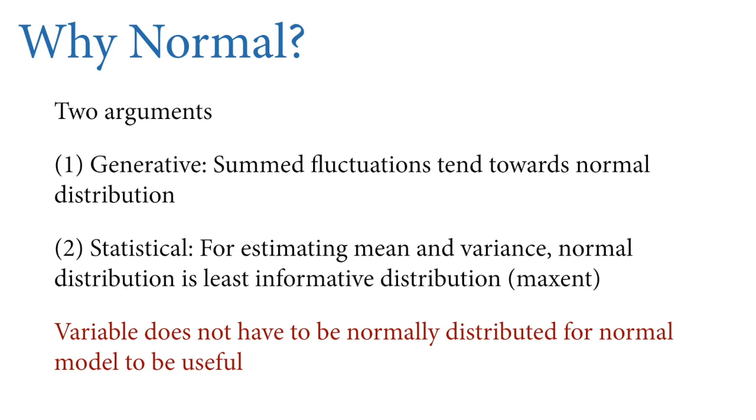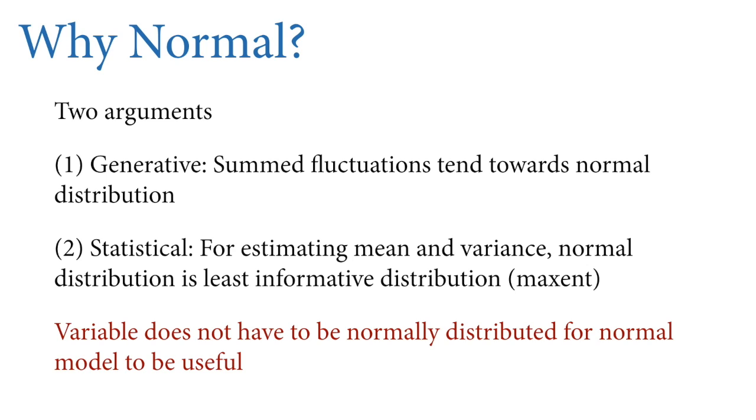The second is statistical, and it's equally important when we think in the statistical framework of doing estimation. If you want to estimate the mean and variance of a variable, that is quite often the goal. We want to estimate the mean and also how that mean responds to changes, to interventions. The normal distribution is the least informative distribution, and what that means is the only information in it is that there's a mean and a variance that exist. And then it has the widest probability of dispersion of all distributions with that same mean and variance.